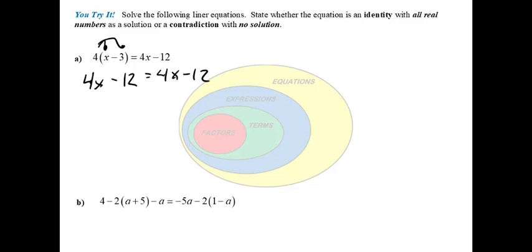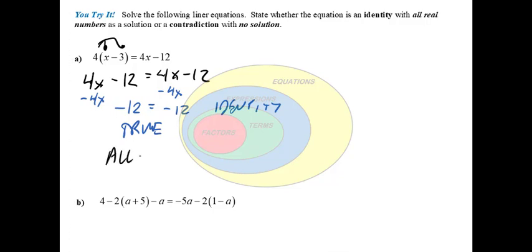If we do go forward and we want to isolate the variable term on one side, so we'll add a negative 4x term to both sides, I would be left with negative 12 equals, on the right side, negative 12. So this is an identity because the statement is true for all x. This is a true statement for all x. So the answer would be all real numbers.